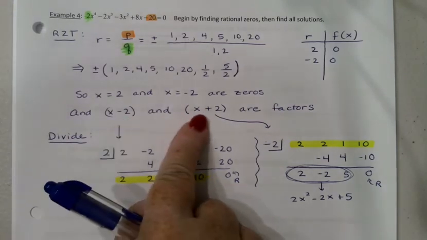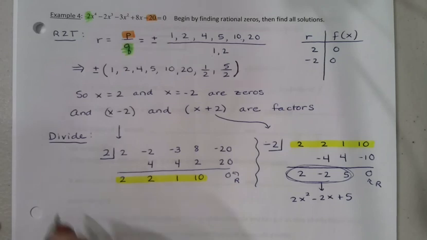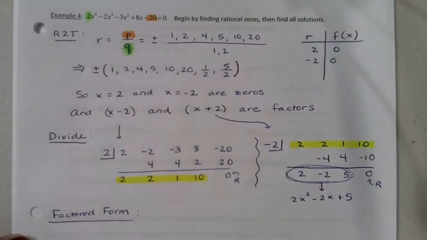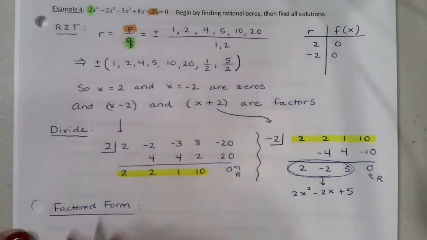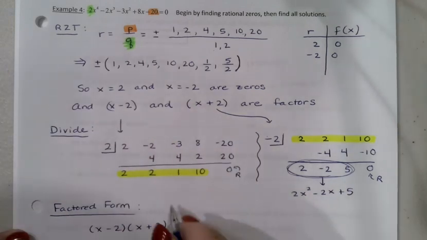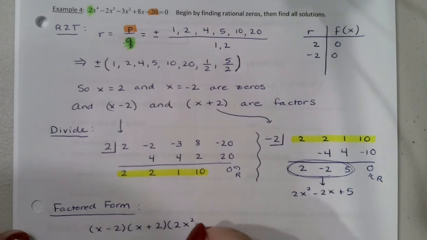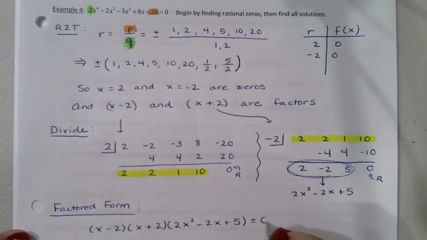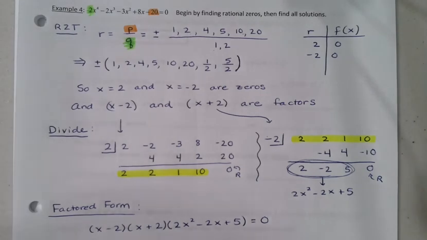I have 3 factors, and so I'm going to go ahead and write my equation in its factored form. X minus 2 and x plus 2, we already knew those were factors. And then my quotient here is my last factor. And there is a factored form of this original polynomial that can now be said to be equal 0. All right, we're getting there.